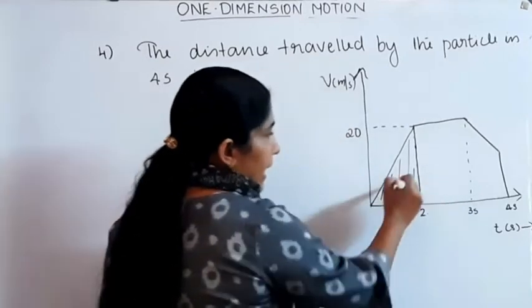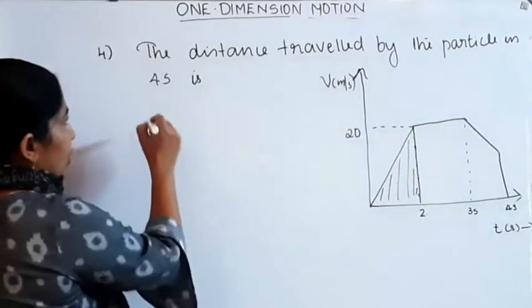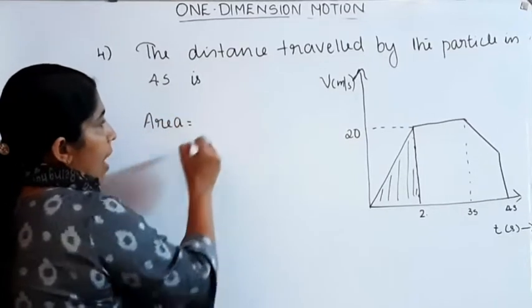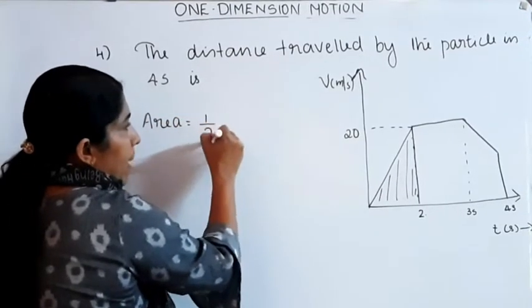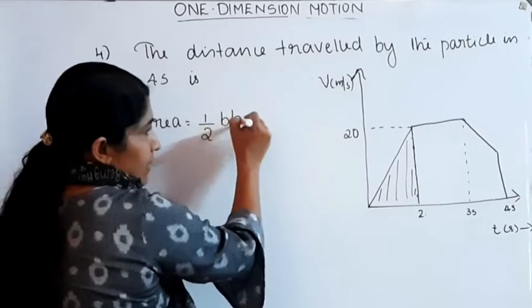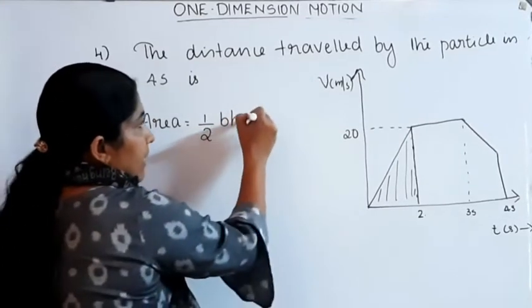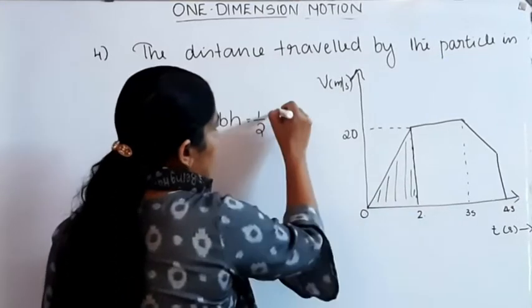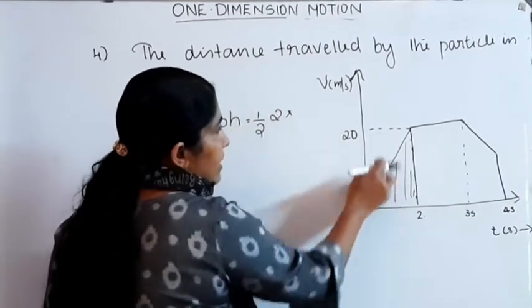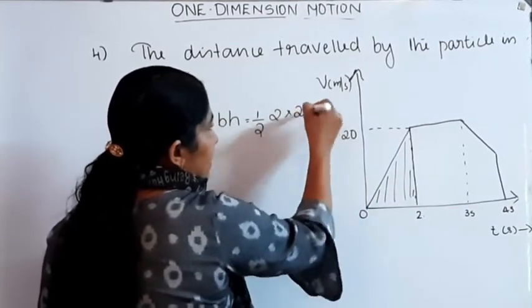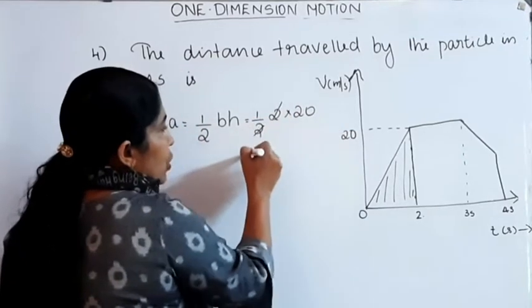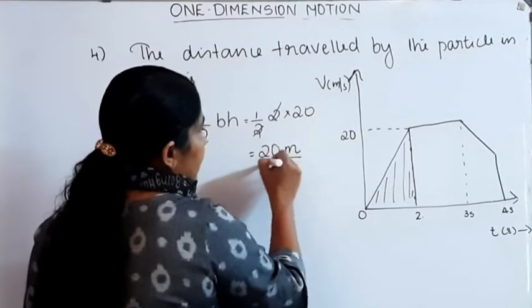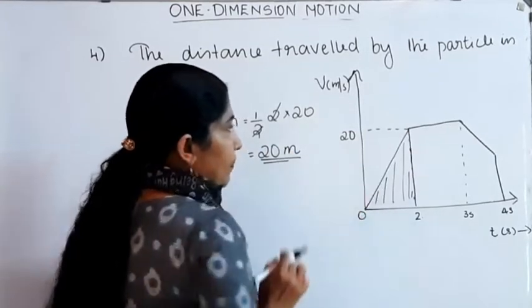Okay, area of the triangle is equal to half into base into height. That's equal to half into base 0 to 2 seconds, that is 2, into height is equal to 20 meter per second. Area is equal to 20 meter, that is the distance traveled here.